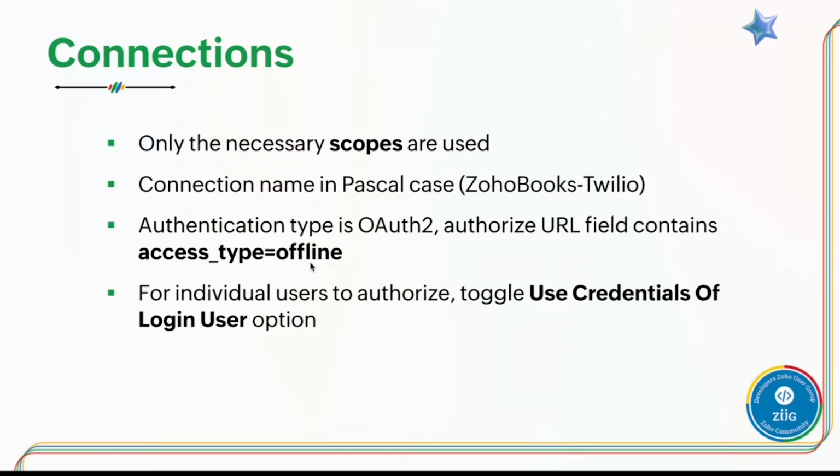Then, while creating a connection between Zoho Books and a service that follows OAuth2 as the authentication type, you will be asked to provide certain parameters like authorization URL and refresh token URL. Based on the service, it will vary.